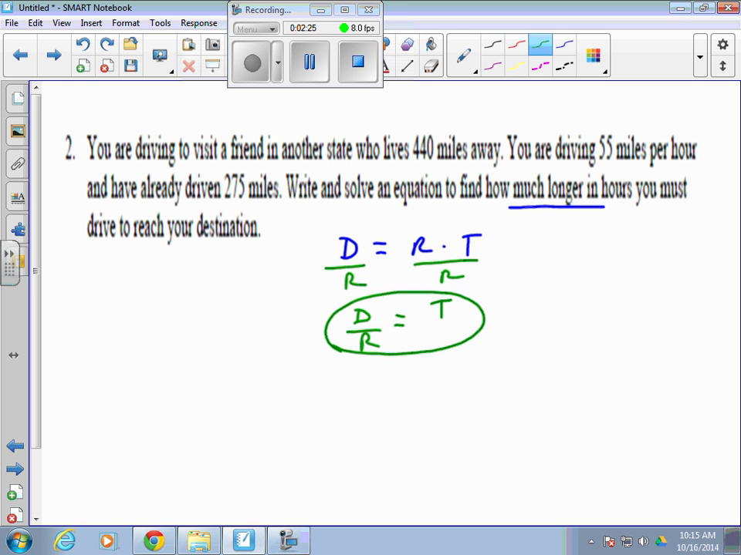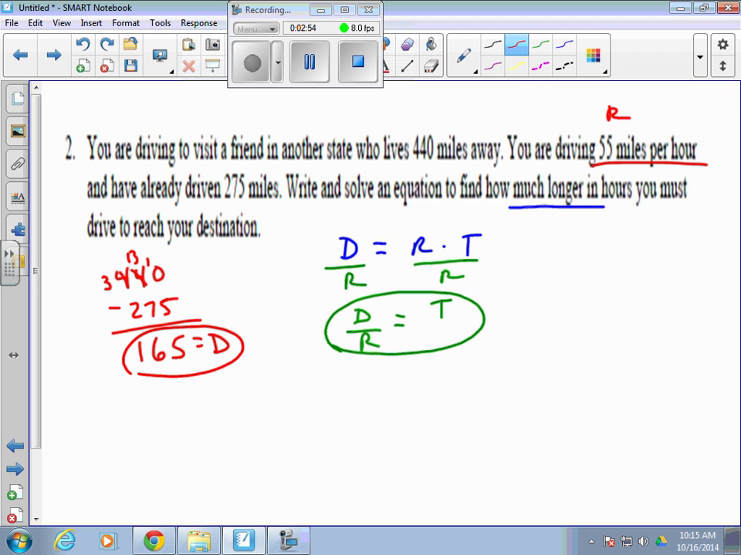Your rate is how fast you're driving, 55 miles per hour. And your distance is going to be an expression that says how far it was away originally minus how much you've already driven. So 440 miles minus 275 miles, because you have already driven that much. When you borrow from this one, 10 minus 5 is 5. You have to borrow one more time. 13 minus 7 is 6, and 3 minus 2 is 1. So your distance that you still have to drive is 165.